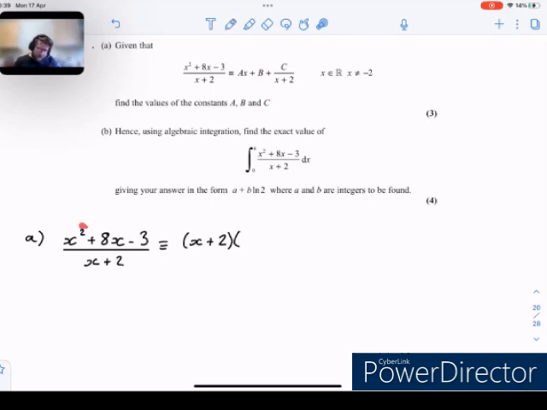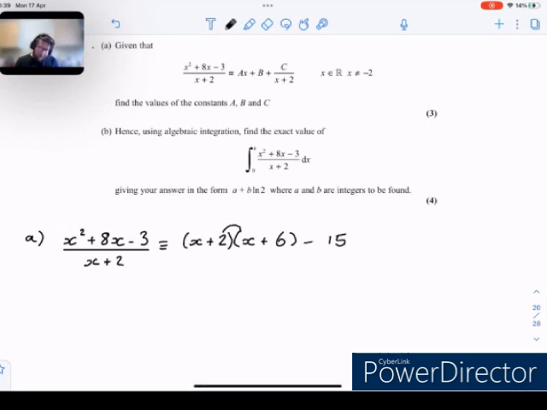So we want to get an x squared and an 8x. So to get x squared, we need x in this bracket. Now to get the 8x, well, we've already got 2x, so we just need another 6. Now, if you multiply that out, you get x squared plus 8x, which is what we want. But you also get plus 12. But we don't want plus 12, we want minus 3. So we have to take away 15.